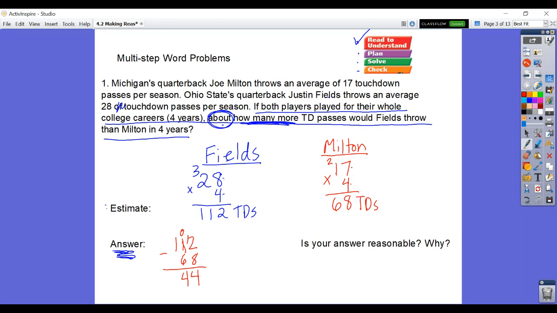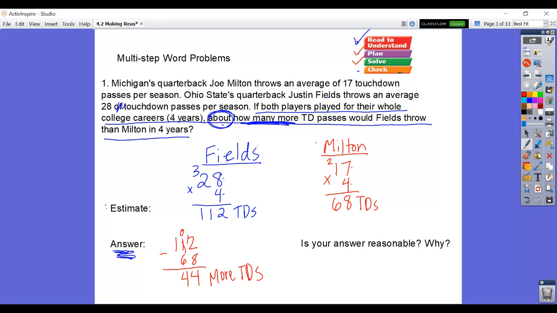You should try this on your own paper, 112 minus 68, and see what you get, and then we'll compare. So I got 44. Give a woohoo if you agree. I got 44 touchdowns, 44 more touchdowns, right? Okay, so that was my exact answer. So I had my plan, I found each separately and then subtracted, and I actually solved the real answer.